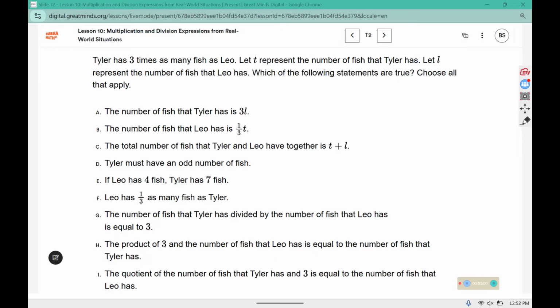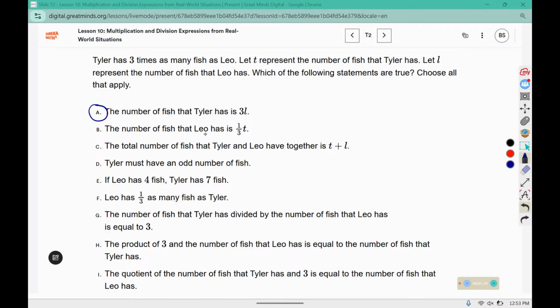Tyler has 3 times as many fish as Leo. Let T represent the number of fish that Tyler has. Let L represent the number of fish that Leo has. Which of the following statements are true? Choose all that apply. The number of fish that Tyler has is 3L. That would be 3 times Leo's. So that one is true.